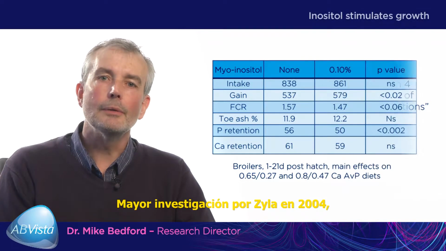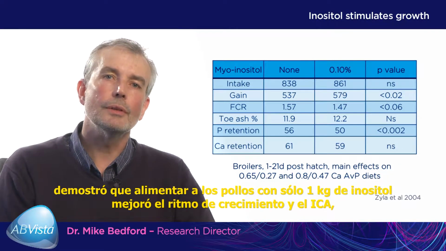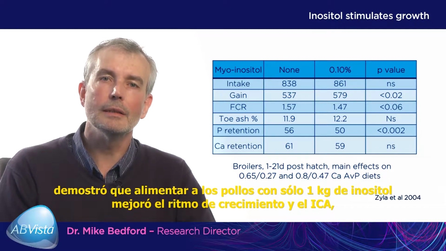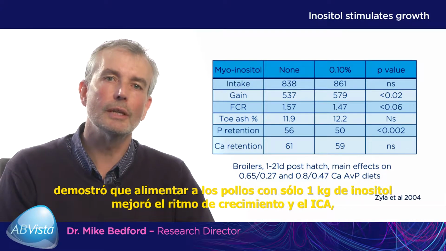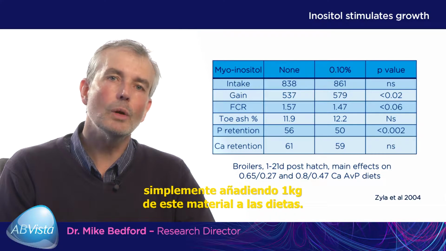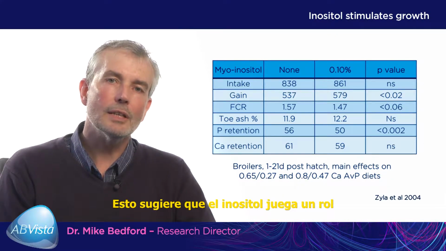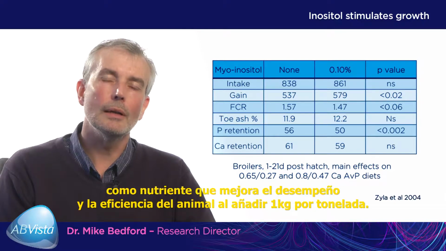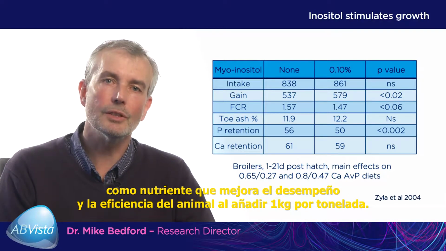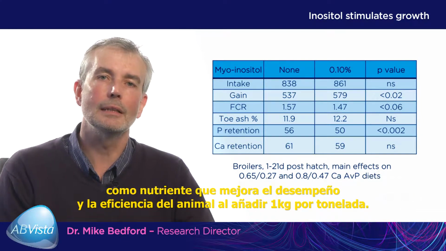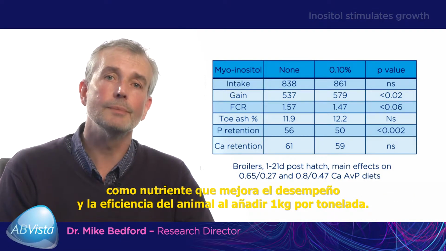Further work by Zeiler in 2004 showed that feeding just 1 kilogram of inositol to chickens improved growth rate and nearly improved feed conversion ratio, just simply by adding 1 kilogram of this material into diets. This again suggests that inositol is playing a role as a nutrient which will improve the performance, improve the efficiency of the animal when added at a kilogram per ton, which isn't very much.